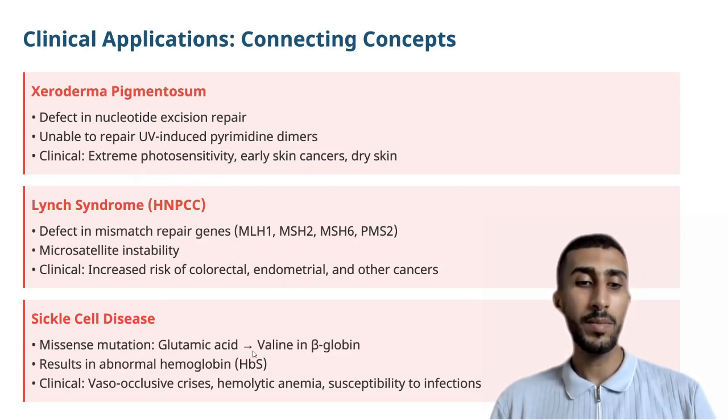Sickle cell disease: a missense mutation in which glutamic acid is replaced by valine in the beta globin. This results in abnormal hemoglobin S. These patients will have vaso-occlusive crises, hemolytic anemia, and susceptibility to different kinds of infection, with special immunization schedules.